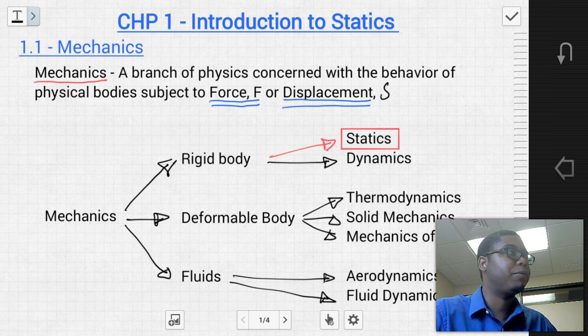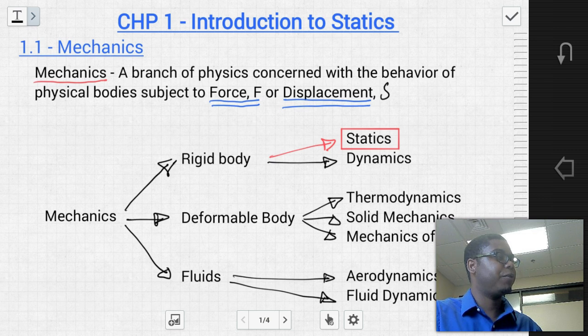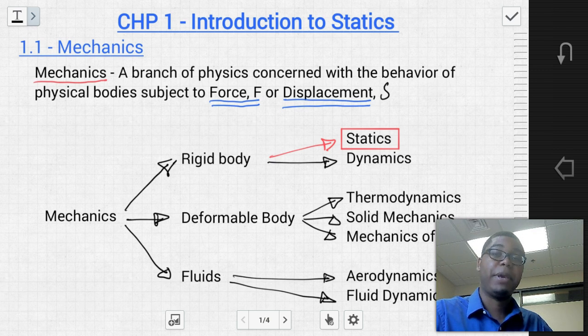Today's lecture is on Chapter 1. In this chapter we're going to go over the basics: what is statics, what are the basic quantities that are used, and how do we idealize problems of statics. What are Newton's laws of motion and how do they apply in problems of statics? And what are basic units?